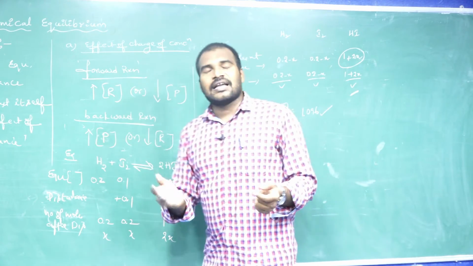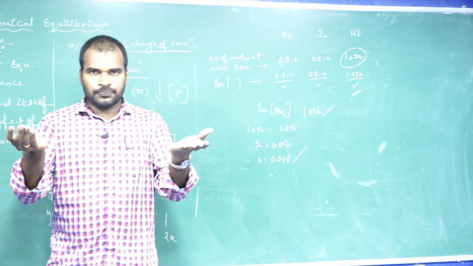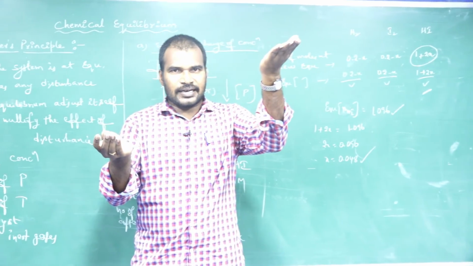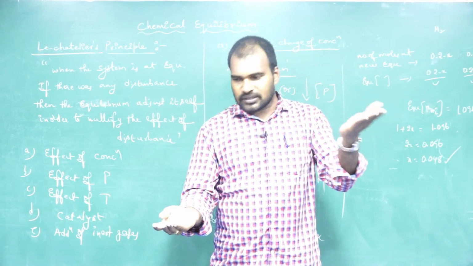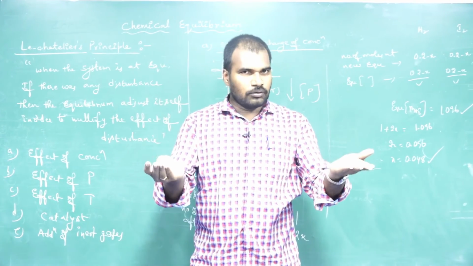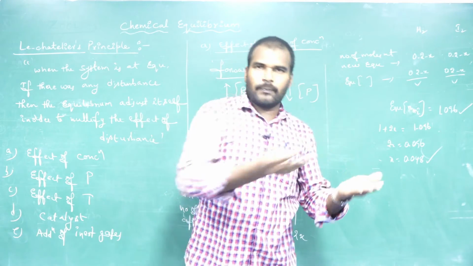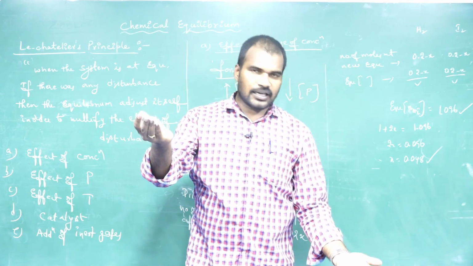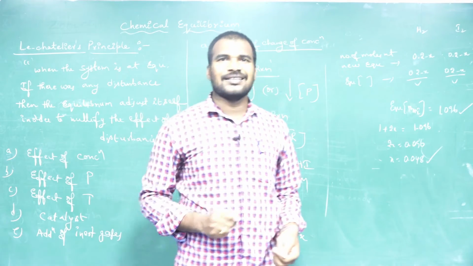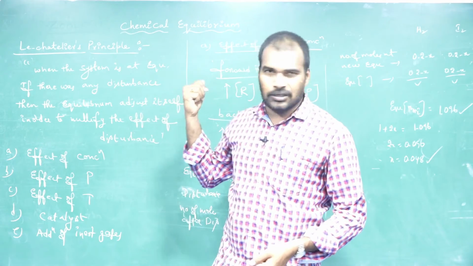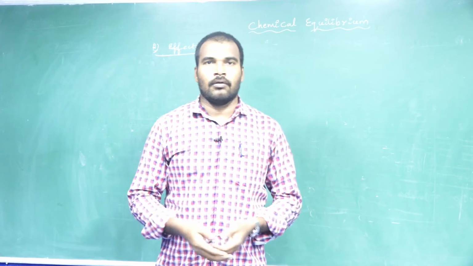Once again, increasing the concentration of reactants is favorable to the forward reaction, and decreasing the concentration of products is also favorable to forward. Second, an increase in the concentration of products is favorable to backward, and a decrease in the concentration of reactants is also favorable to backward. If you understand this logic, you can easily understand Le Chatelier's principle.